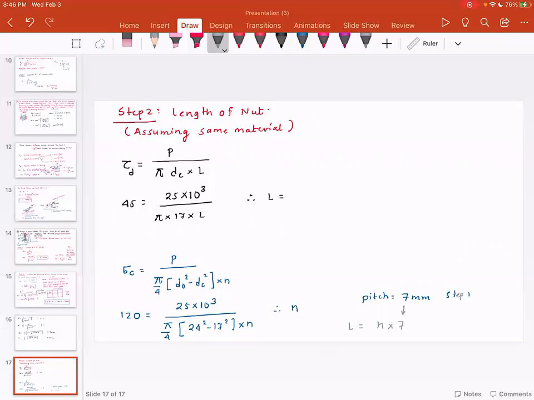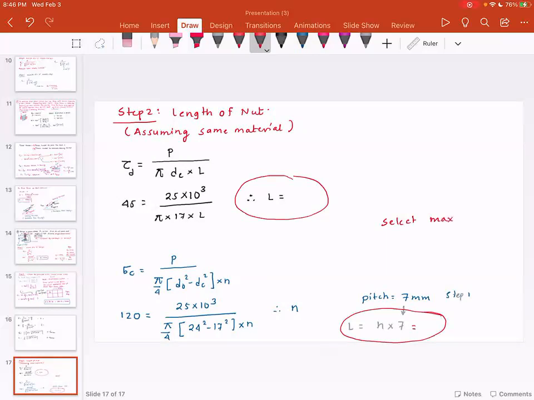And I have two values of L. I have this value of L and I have this value of L. And out of these two, select the maximum. And that is how you will solve this problem.